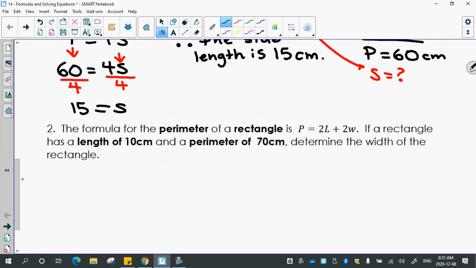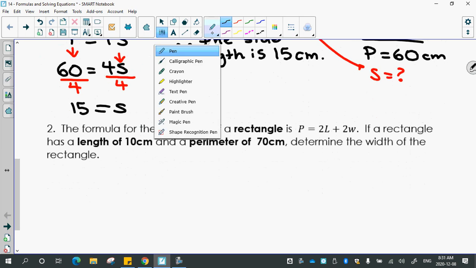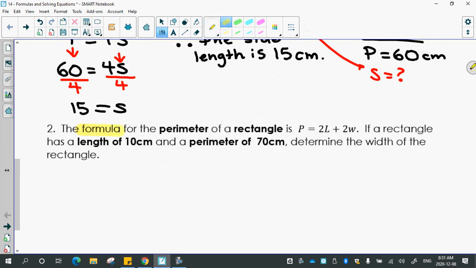Okay, so here's our next one. The formula for the perimeter of a rectangle is P equals 2 times the length plus 2 times the width.